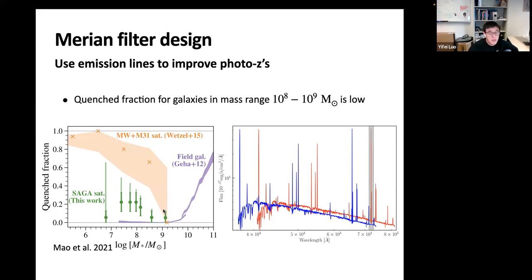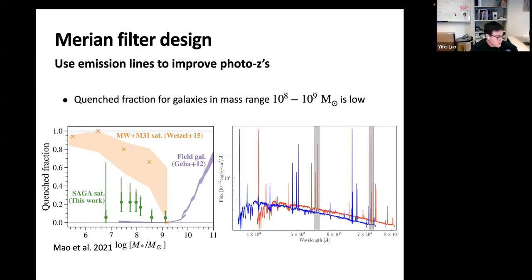They're below 10% for field or isolated dwarf galaxies, and even for the satellite galaxies in this mass range, because they are massive enough, their gravitational potential wells are deep enough, so they are basically star forming. They have enough cold gas to form stars. So that means we will have strong emission lines for those dwarf galaxies. And of course, people here know, with emission lines, we can use narrow-band or medium-band filters to help improve the photometric redshifts of those dwarf galaxies.